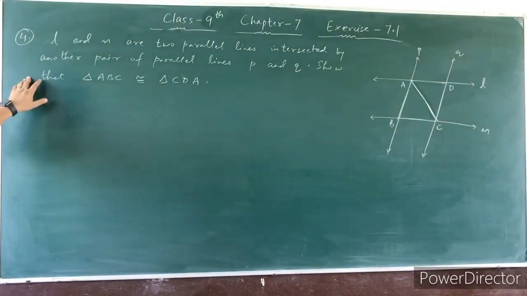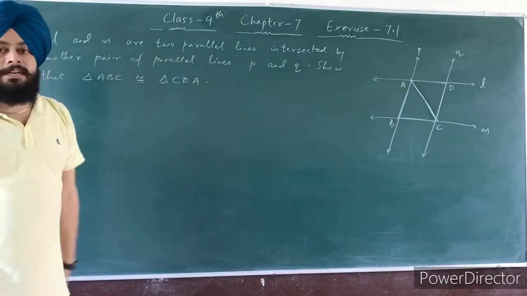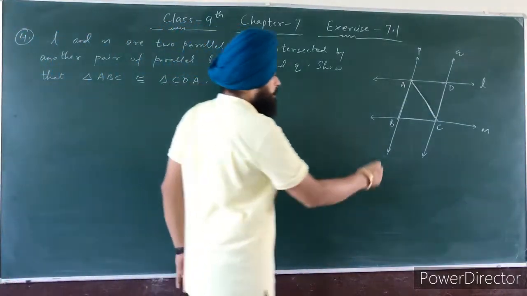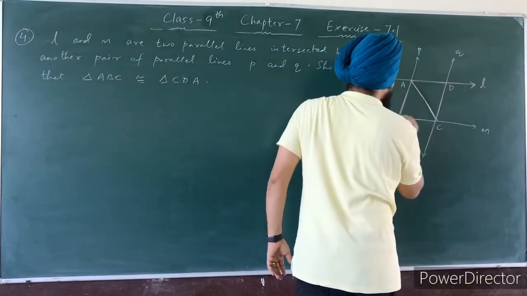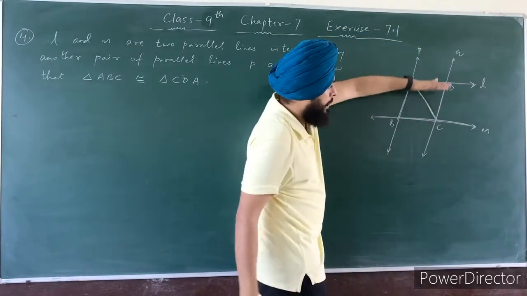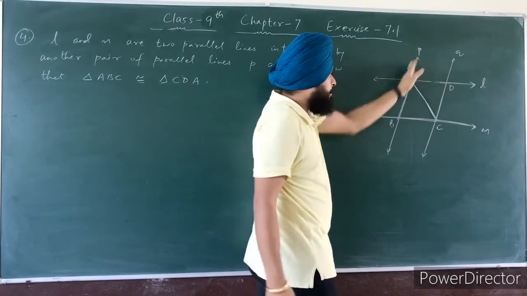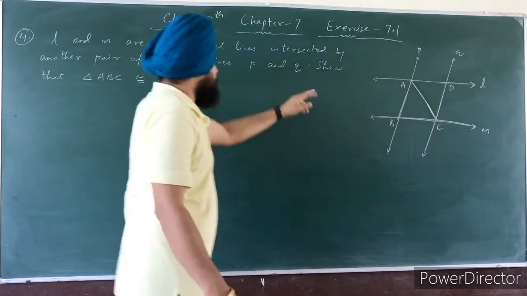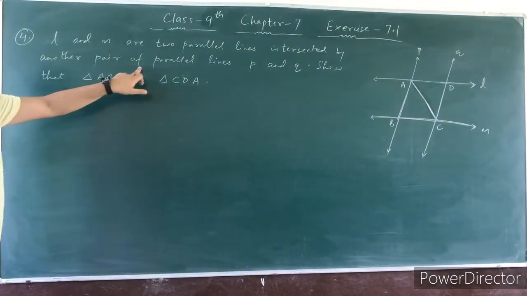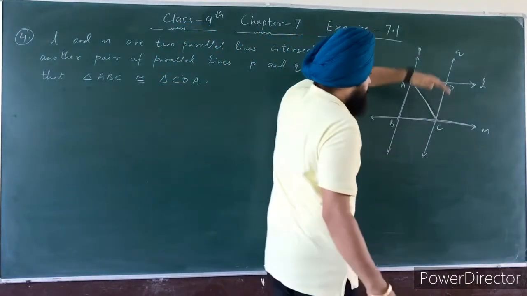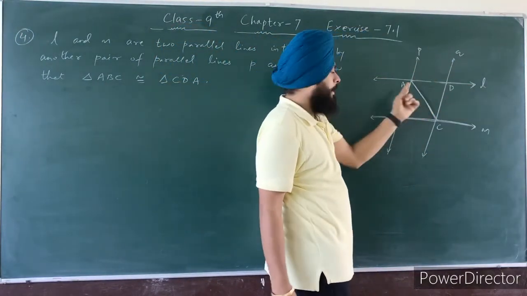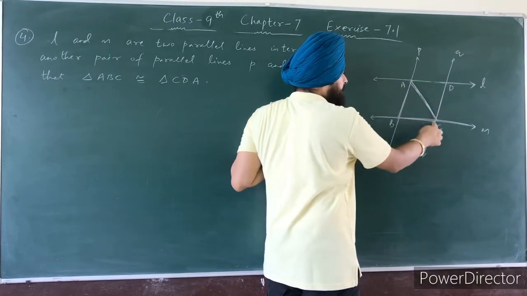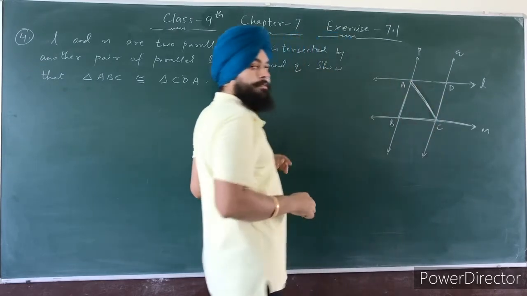Next see question number 4. L and M are two parallel lines intersected by another pair of parallel lines P and Q. So see the given figure. These are two parallel lines, L and the second one is M. These are intersected by another pair of parallel lines P and Q. It means L is parallel to M and P is parallel to Q. Show that triangle ABC is congruent to triangle CDA. The two pairs of parallel lines intersect each other at points A, B, C and D. When we join AC, we have to show triangle ABC and triangle CDA congruent.